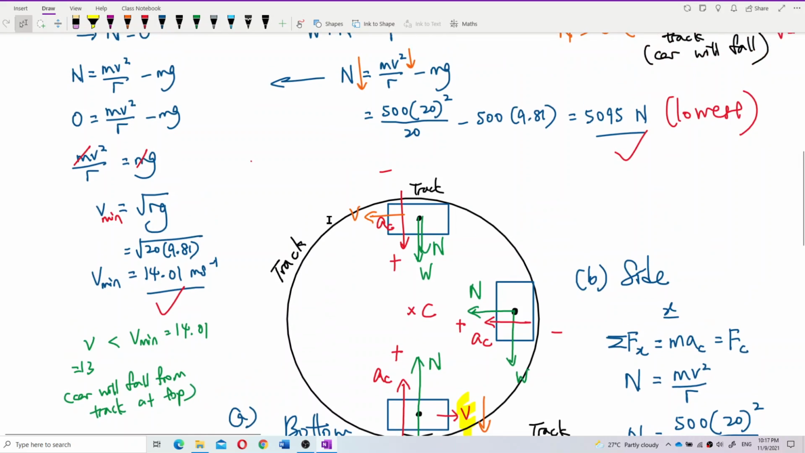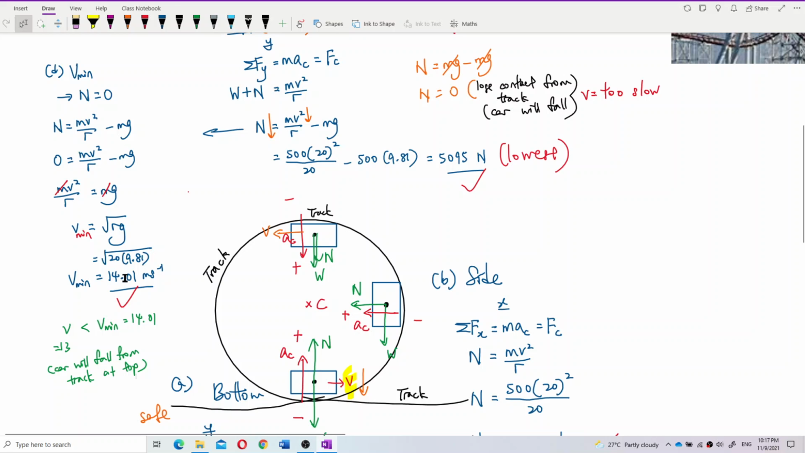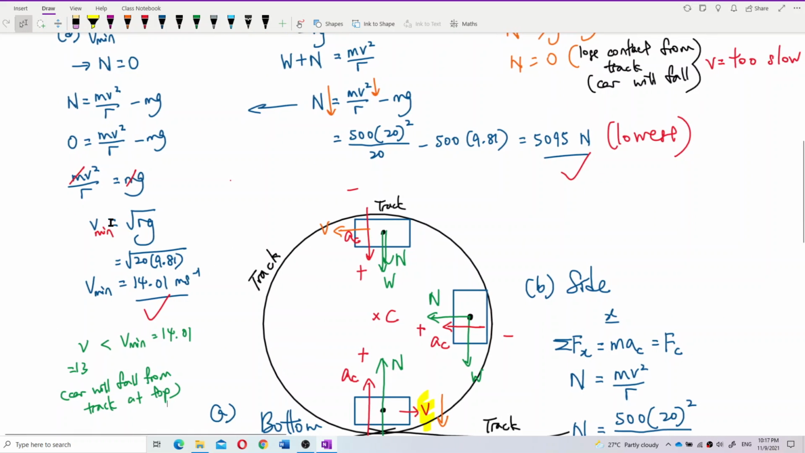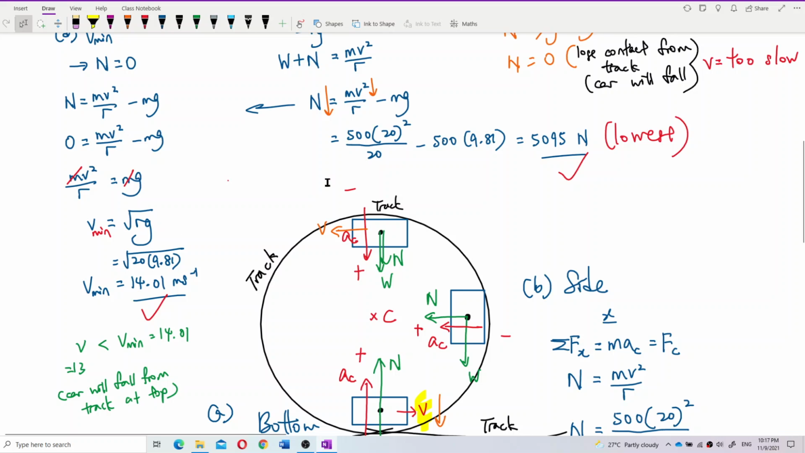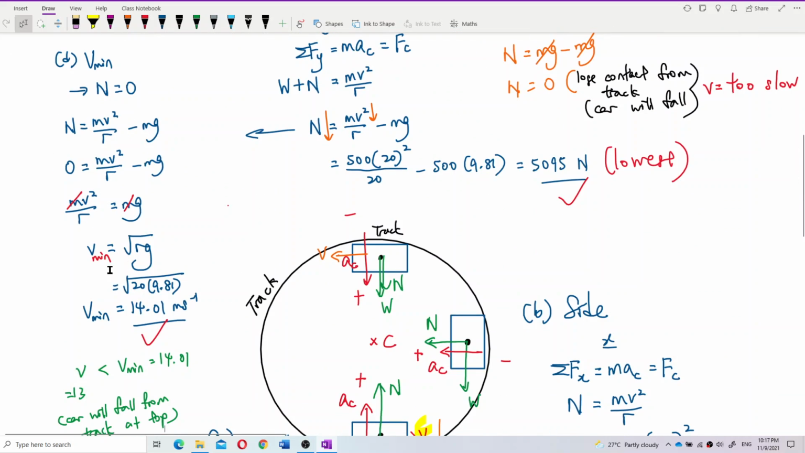That's what I want to say about the top position. It has a minimum speed, and you can see some more here. This minimum speed is independent of the mass. So if you increase the mass, use a bigger car, your minimum speed needed is still constant. The minimum speed is independent of the mass of the car, because in the formula for minimum speed, there's no mass there.